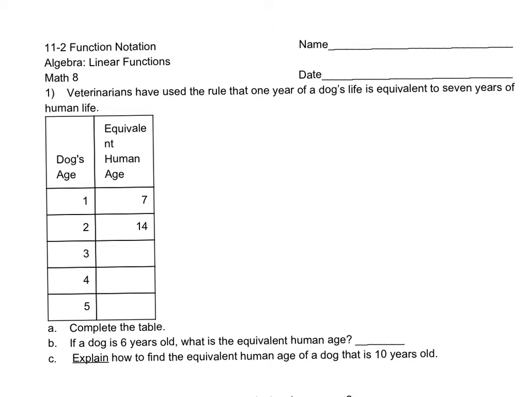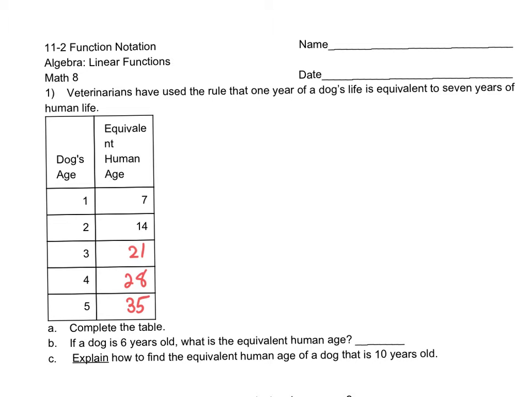So here we go. Veterinarians have used the rule that 1 year of a dog's life is equivalent to 7 years of human life. So we started a table, and we can see here that 1 year is 7, which means 2 is going to be 14. Can you fill out the rest of this table to figure out if a dog was 3, 4, and 5, what would be its equivalent age in human years?